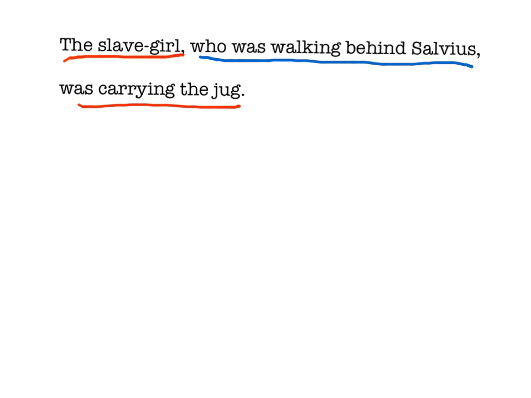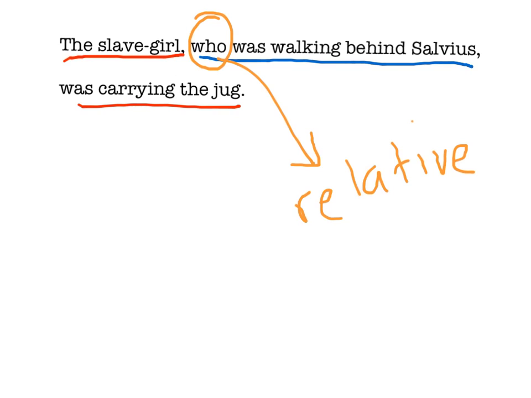It relates back to the slave girl, and that is why it's called a relative clause. The way it relates back is through this relative pronoun who. So who in this sentence is going to be our relative pronoun. It is how the clause relates back to the slave girl.